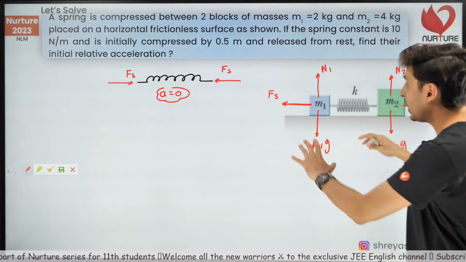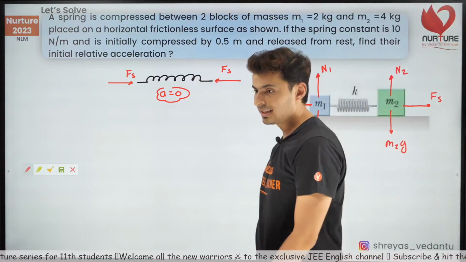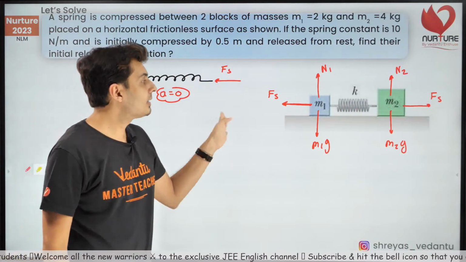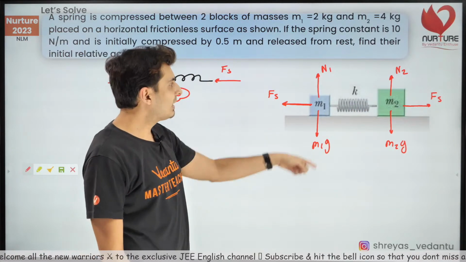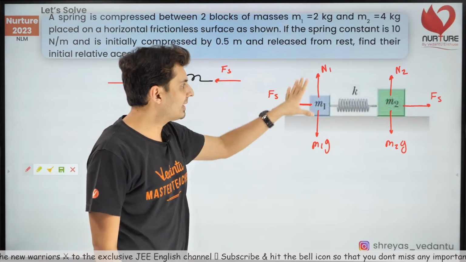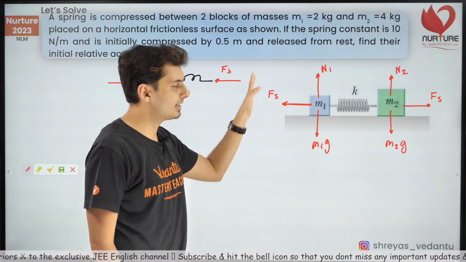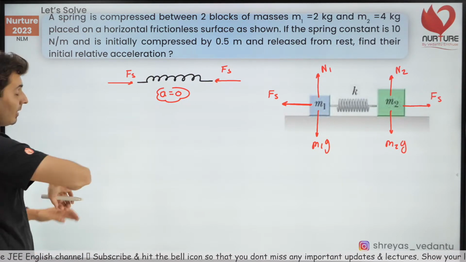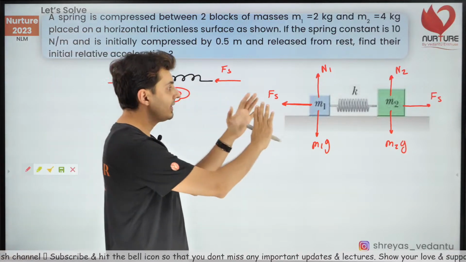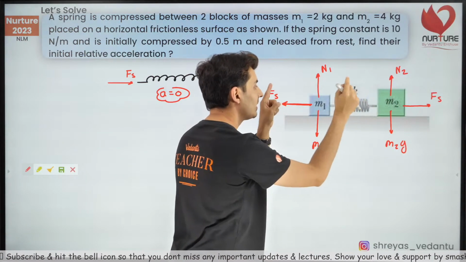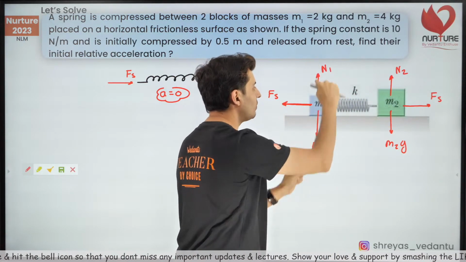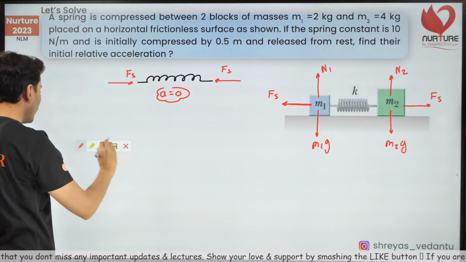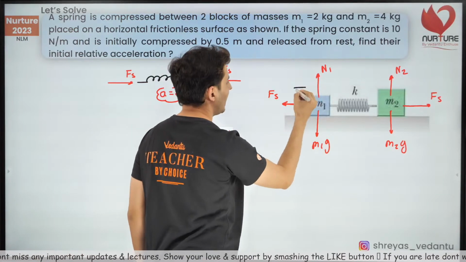Why won't it matter? Because the motion is happening horizontally. No, it's not like free fall. Whatever happens in Y will affect only things in Y. Whatever happens in X will not affect things in Y. So whatever happens in X will affect things in X, and whatever happens in Y will affect things in Y. That's the logic. So this block will have some acceleration.